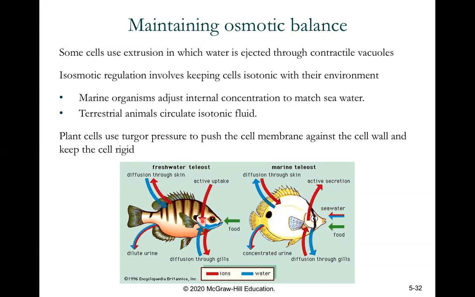Now, they're also both having diffusion through their gills, and the differences lie in the dilute urine that happens in fresh water, right? Compared to the concentrated urine that happens in the marine water, seawater fish, due to all the components that are needed to filter out that water. We also have the active uptake in freshwater fish, as we have active secretion going on in marine fish of those ions that are coming in and out of these organisms.